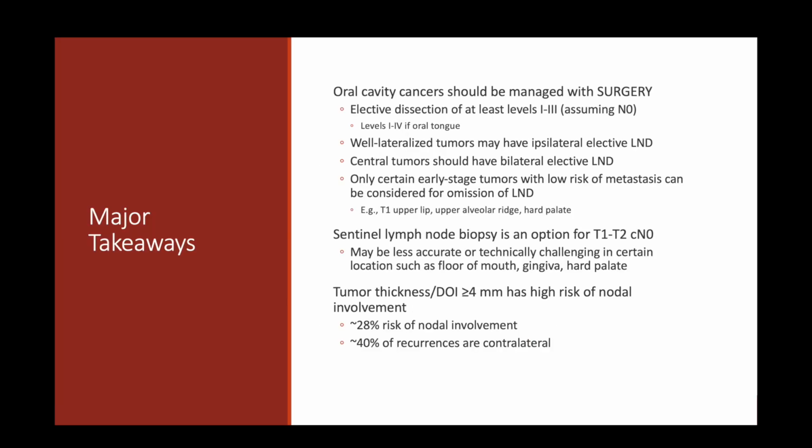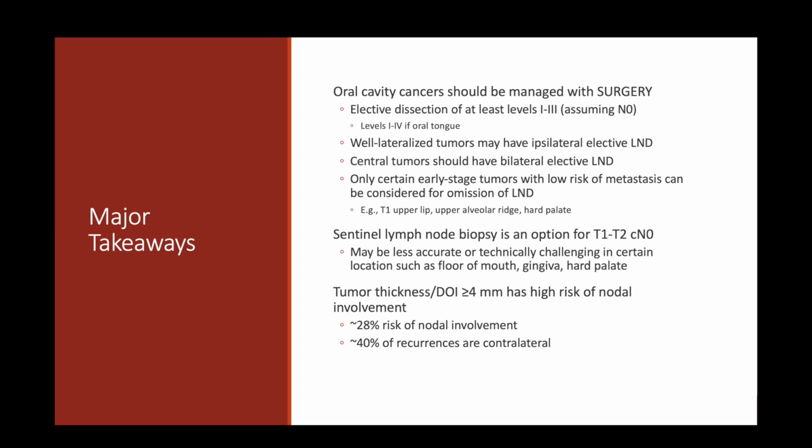So just to summarize, here are some of the big takeaways from everything that we've talked about. Remember, we showed with 2 randomized studies that surgery seems to improve outcomes for oral cavity cancers compared to radiation or chemoradiation in the definitive setting. So upfront surgery whenever possible. And we do address the lymph nodes with elective lymph node dissection. If it's well lateralized, we can do ipsilateral. If it's a central tumor, we should have bilateral elective lymph node dissection. We should be dissecting at least levels 1 to 3, or levels 1 to 4 if it's a tumor of the oral tongue.